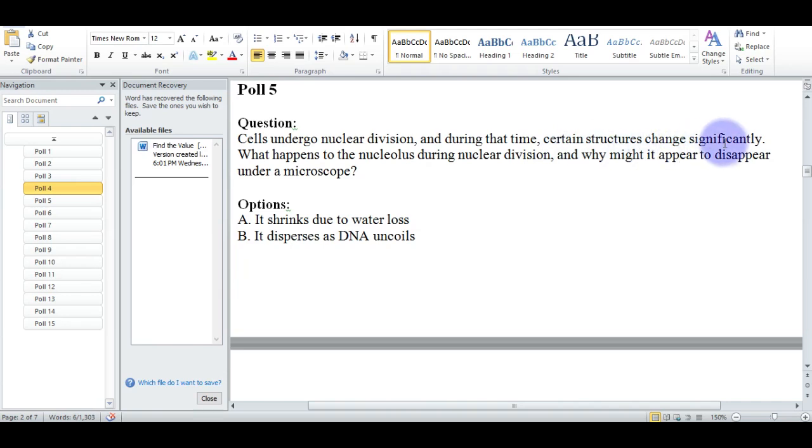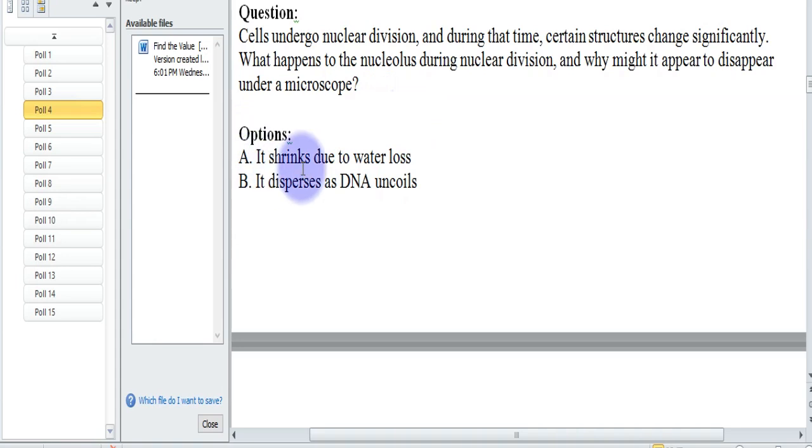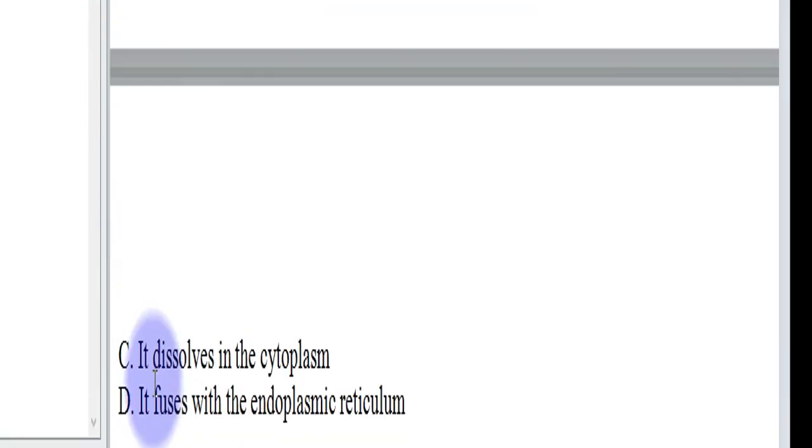Question number 5. Cells undergo nuclear division, and during that time, certain structures change significantly. What happens to the nucleolus during nuclear division, and why might it appear to disappear under a microscope? A. It shrinks due to water loss. B. It disappears as DNA uncoils. C. It dissolves in the cytoplasm. And D. It fuses with the endoplasmic reticulum.